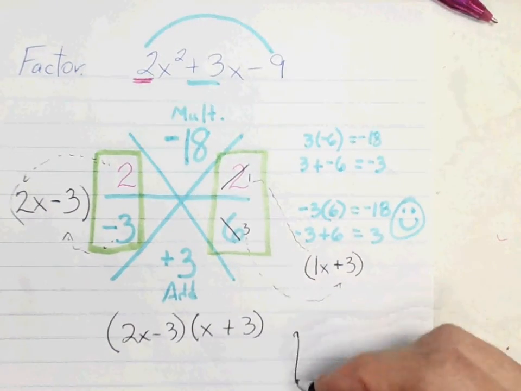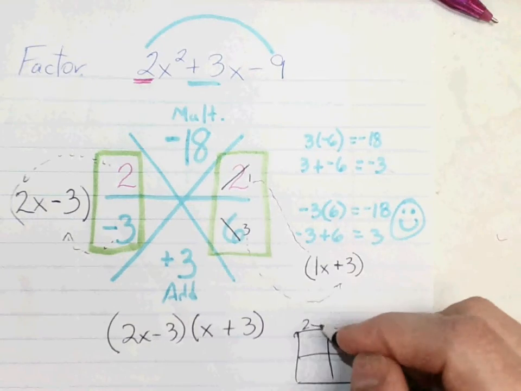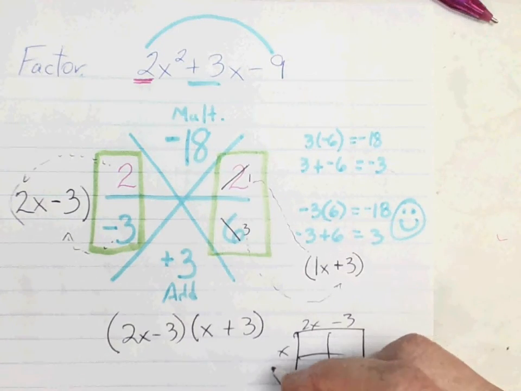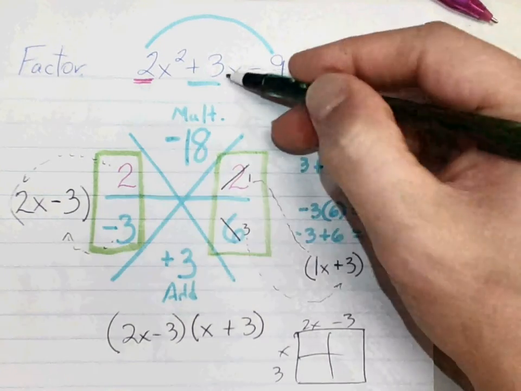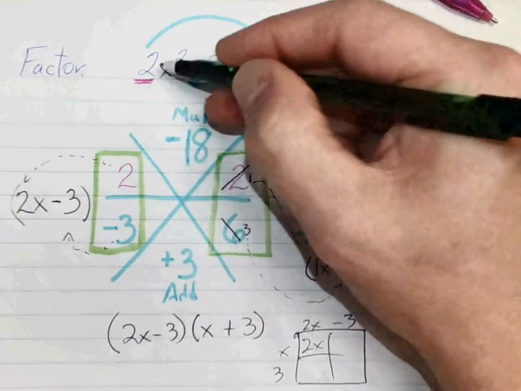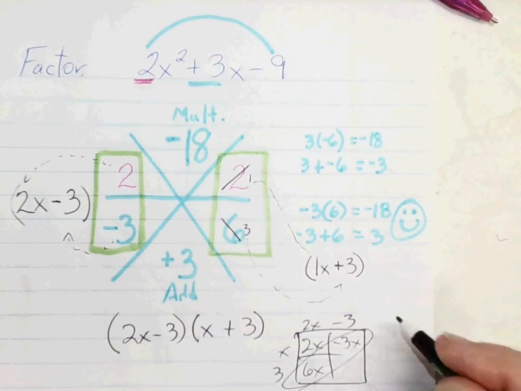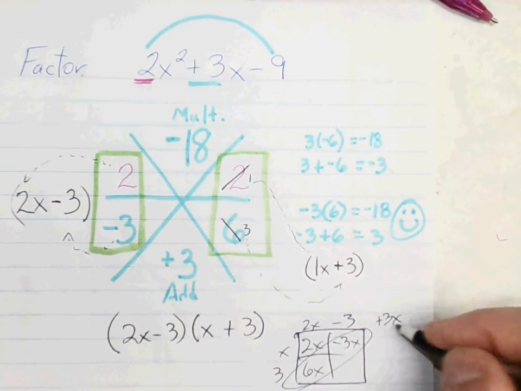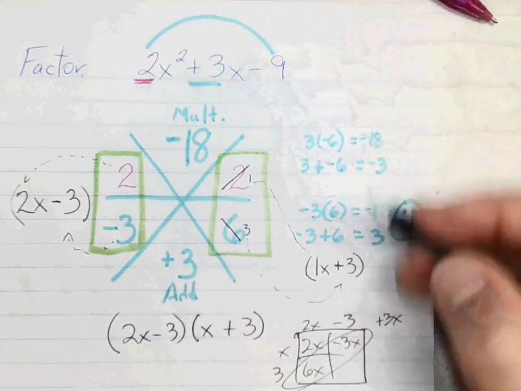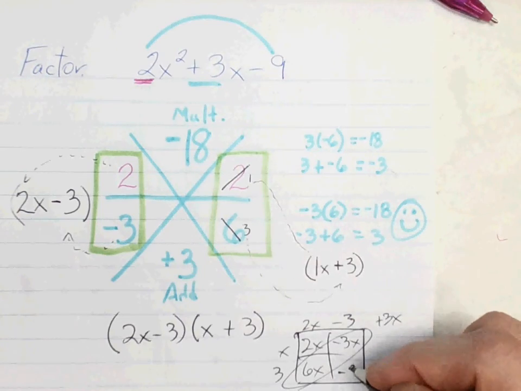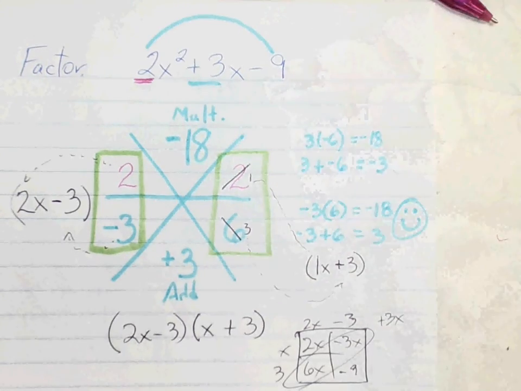And if you box multiply that thing really fast, I want to just prove it to you that it makes the original problem. There's my 2x squared. That's minus 3x, 6x. If I combine those, I get a positive 3x, which is what I have up here. And then a positive times a negative is a negative, which is what I have here. This thing works.